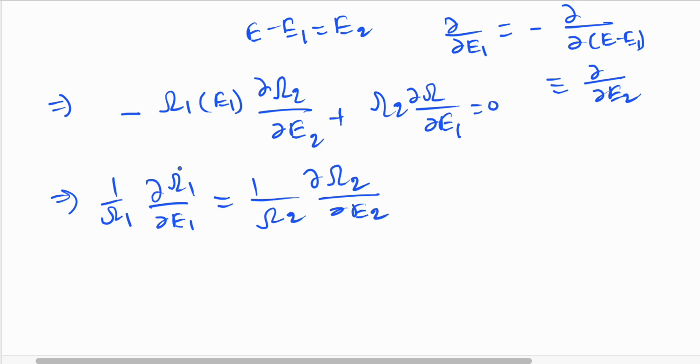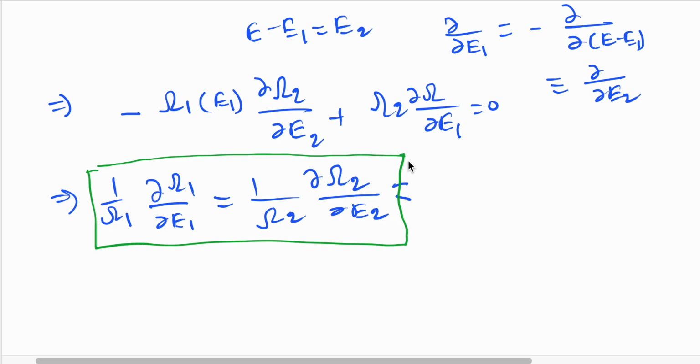Since this omega 1 only depends on energy E1, and this omega 2 only depends on energy E2, to hold this equality condition, these two quantities should be separately equal to some constant. Now here the physics comes. Up to this the mathematics is there. Now the physics part comes.